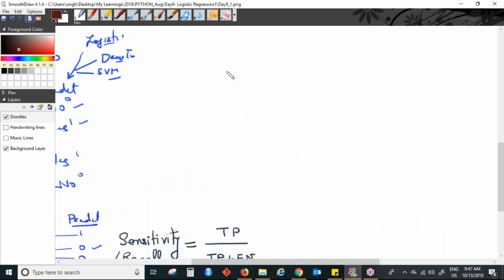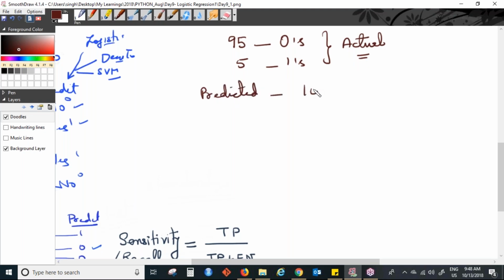Now let me give you another example which will help you understand why sensitivity is so important, why you cannot just rely on accuracy and go ahead. So let us take a scenario where you have 95 zeros in your data and you have 5 ones in your data. This is the actual value, and let's say you have predicted all 100 as zeros.